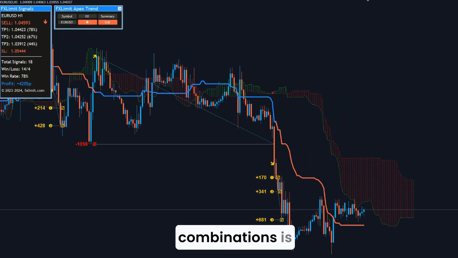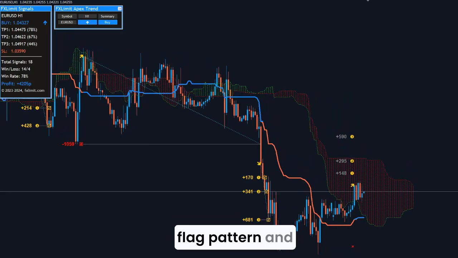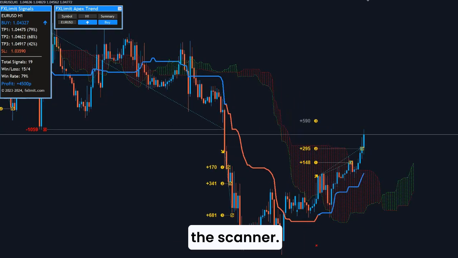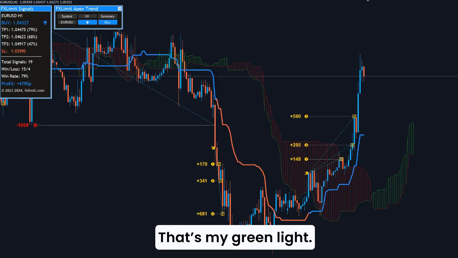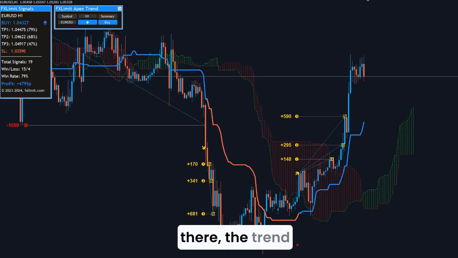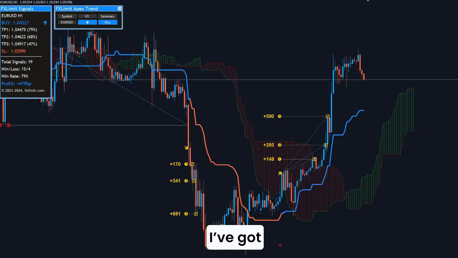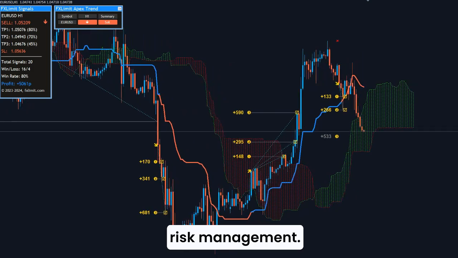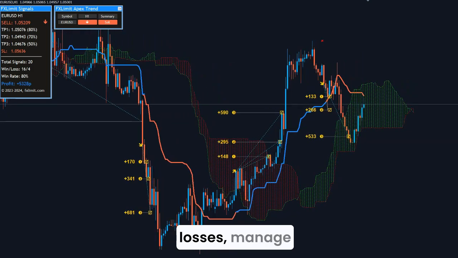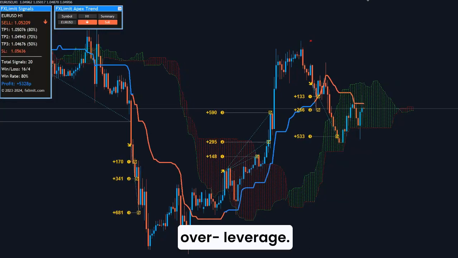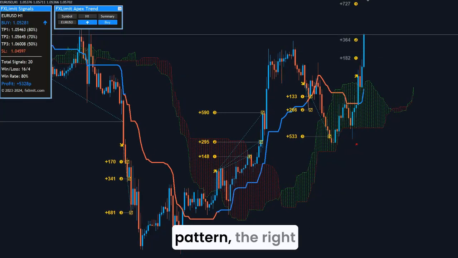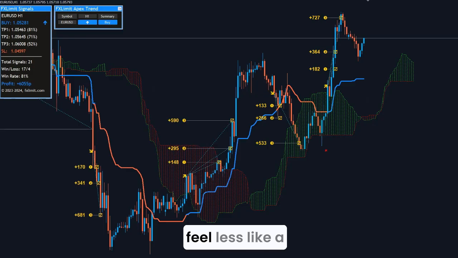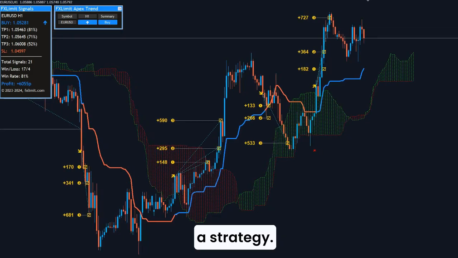One of my favorite combinations is spotting a bullish flag pattern and seeing Apex flash a blue trend line with a high win rate on the scanner. That's my green light. I know the setup is there, the trend is in place, and now I've got a statistical edge. Of course, none of this replaces risk management. Always set your stop losses, manage your risk, and never over-leverage. But with the right pattern, the right confirmation, and the right mindset, your trading starts to feel less like a gamble and more like a strategy.